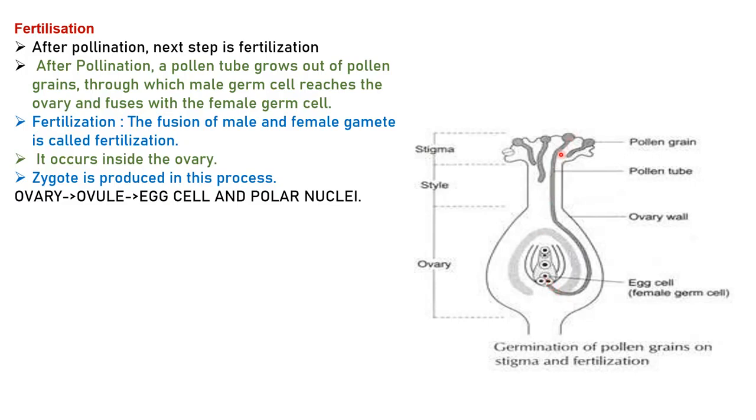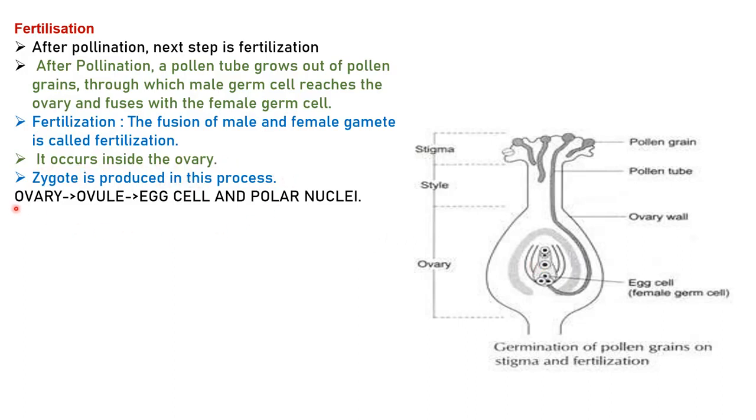So the sperm nucleus of this pollen grain is going to fuse with the egg cells which are present in the female part of a plant, that is the ovary. And inside the ovary, in fact, they are present in ovules, right. So here is the journey of a male nucleus to the female egg cell. Fertilization occurs inside the ovary. Zygote is produced in this process.